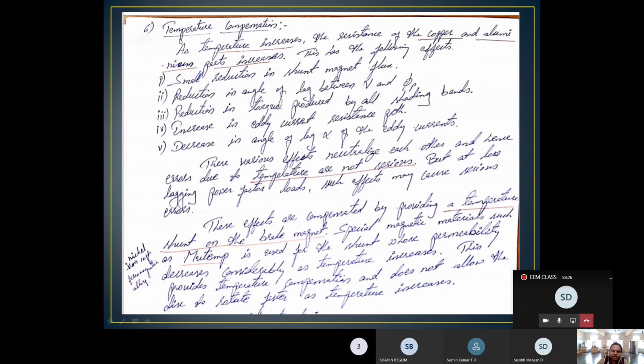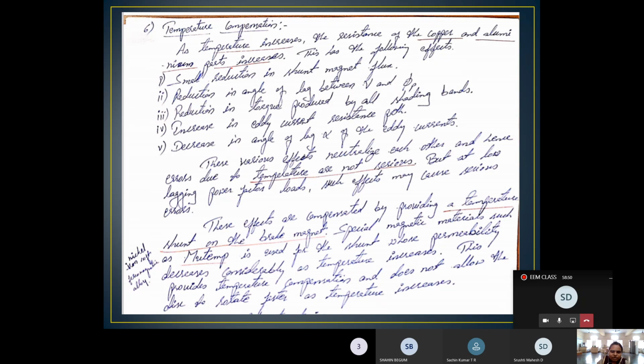And the sixth one is temperature compensation. Yes, temperature always introduces error in any of the devices. Here also it is going to introduce error, but here there is a small difference. Just go through these points. As temperature increases, the resistance of the copper and aluminium parts increases.